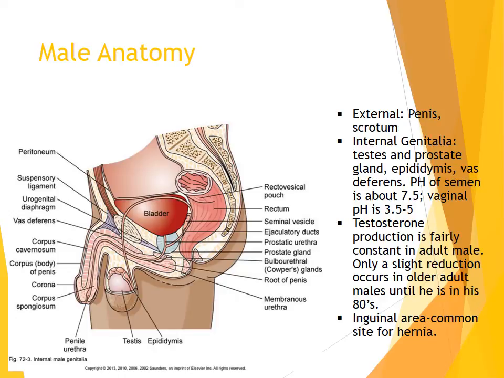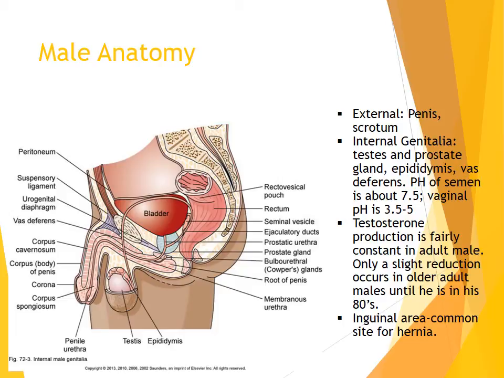Here is a diagram of the male reproductive anatomy. You will need to refamiliarize yourself with the male reproductive anatomy. Remember, the external anatomy includes the penis and the scrotum. The internal genitalia includes testes, prostate gland, epididymis, and vas deferens. The pH of semen is about 7.5.